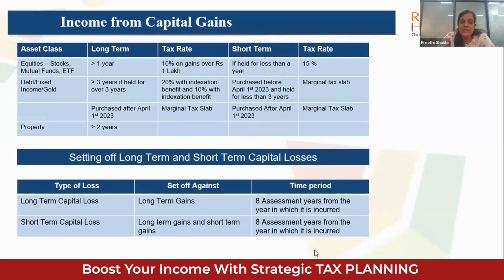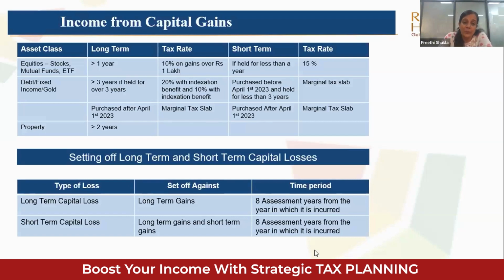Here, I missed mentioning, for unlisted equities, long term is greater than 2 years and short term is less than 2 years. For debt products, please note that there was a change in the tax rules starting April 1st last year. It was announced in last year's budget. So from April 1st, 2023, all the gains that you have in debt and fixed income products will just be added to your remaining income, and you will be taxed at the marginal tax slab.